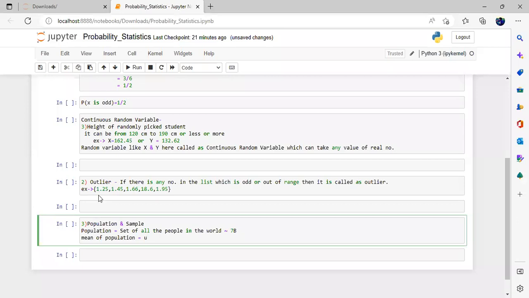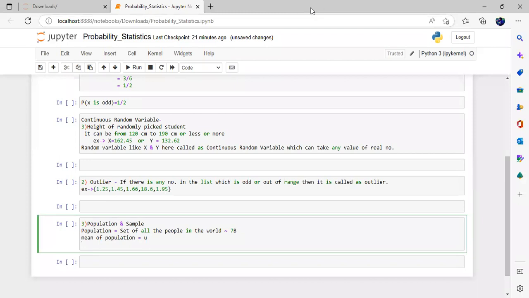Actually it is not possible to write here, so I'm writing here. For example, this is your summation of i equals 1 up to 7 billion. Total population is 7 billion, so up to 7 billion people.